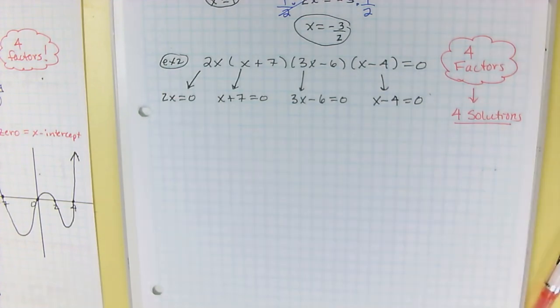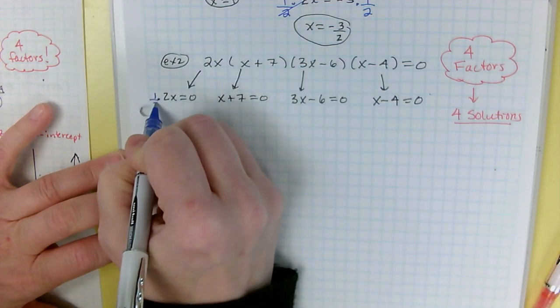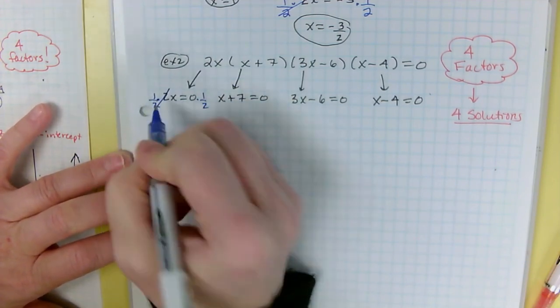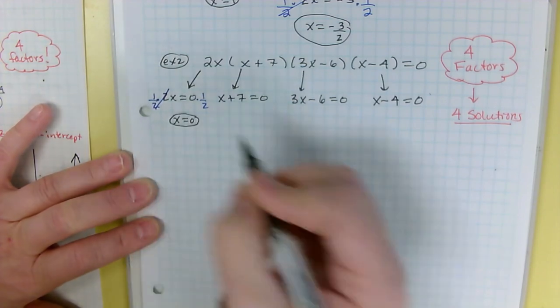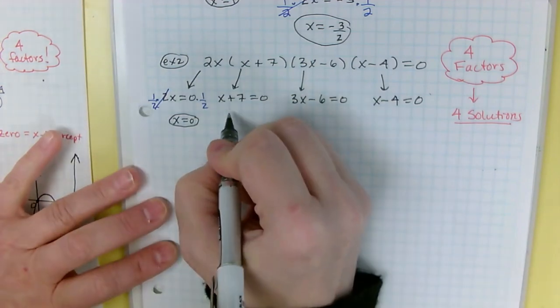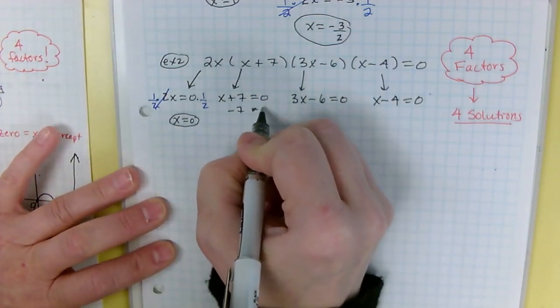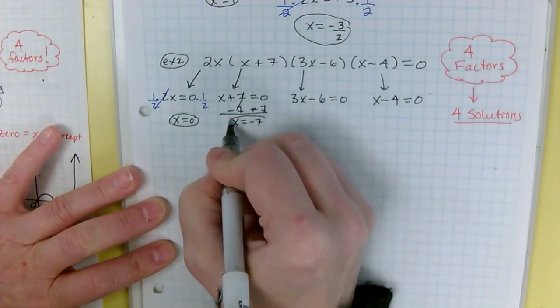Okay, so for the 2x equals 0, to get the 2 off the x, we multiply both sides by a half. The 2 cancels out, and we get x equals 0. All right, for the x plus 7, I subtract 7 from both sides, and I get x equals negative 7.